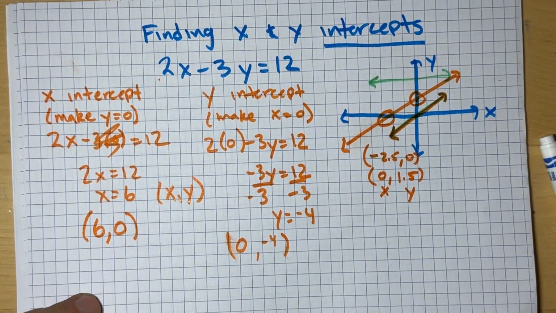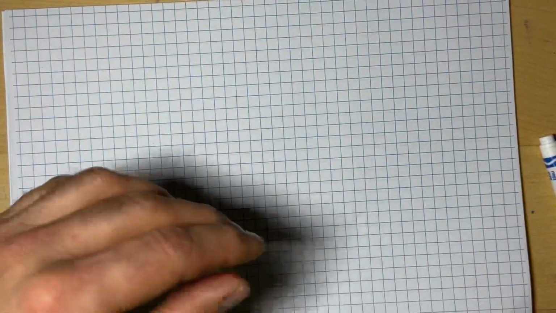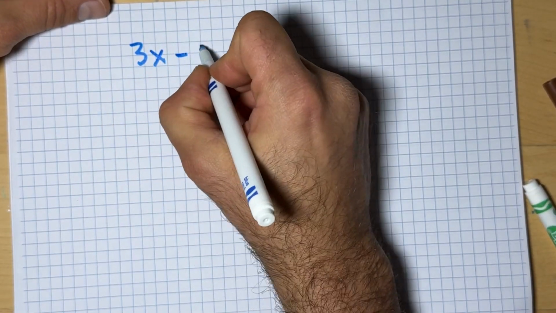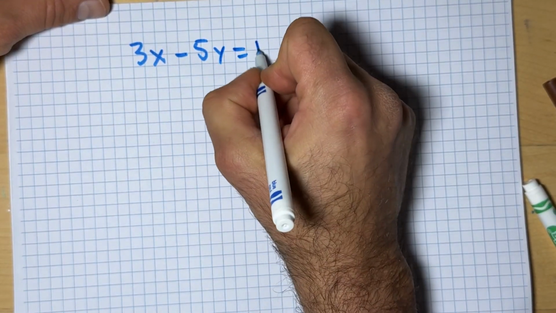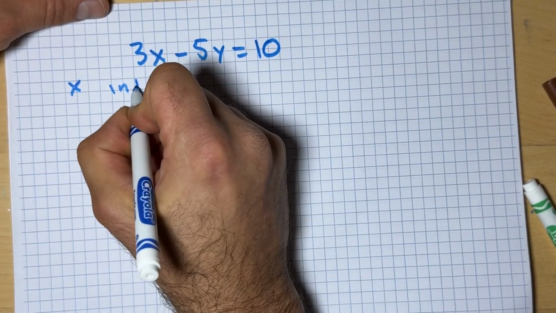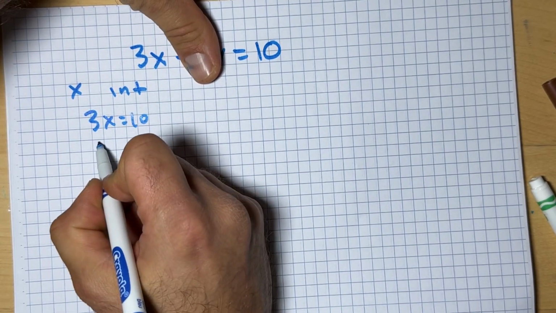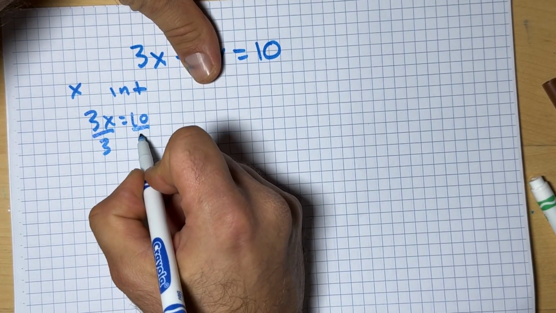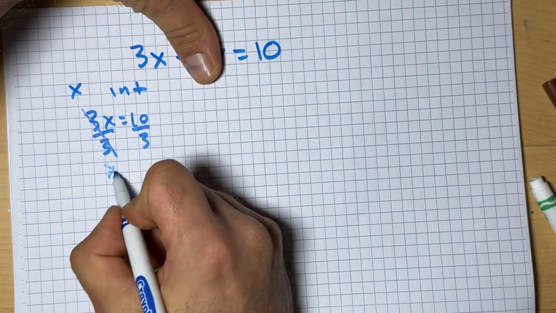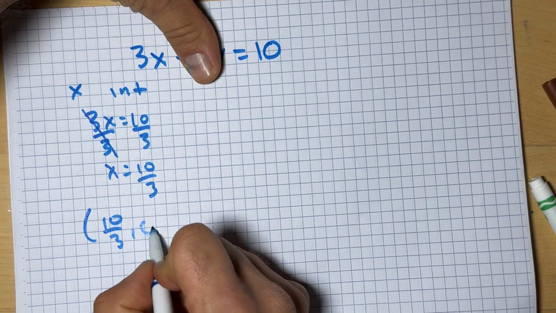So how can we do that slightly faster? Well, if I want to get the x-intercept, I'm just going to ignore the y. 3x equals 10. 3 times x is 10, so we divide. We do the opposite. X is 10 over 3. So that would be our first intercept.